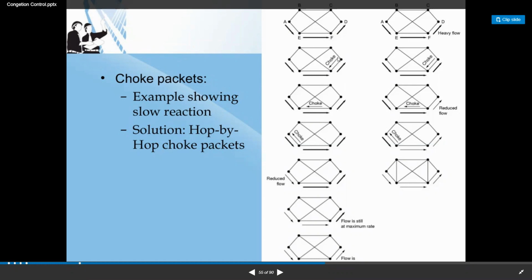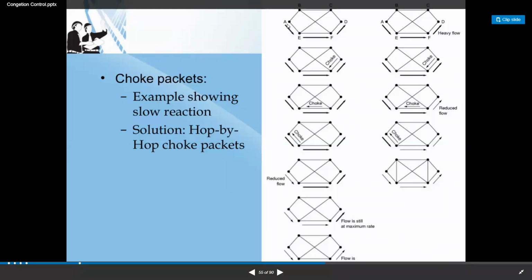Congestion occurs at D. That means D is not able to buffer the incoming packets. So it needs to send a choke packet. In the next step, the choke packet moves up to this hop, and in the next step, the choke packet is here. Friends, are you getting my point?